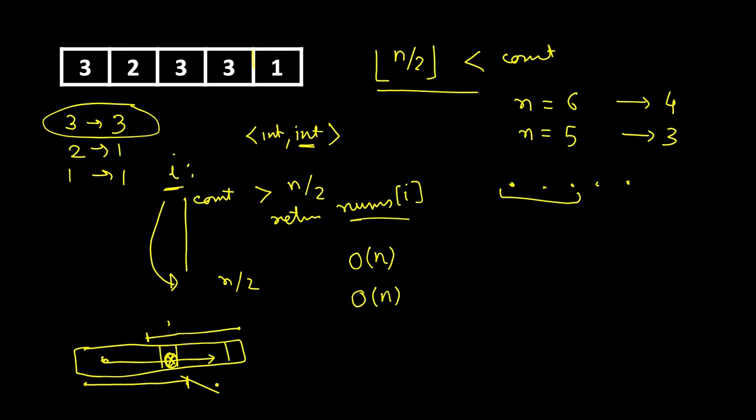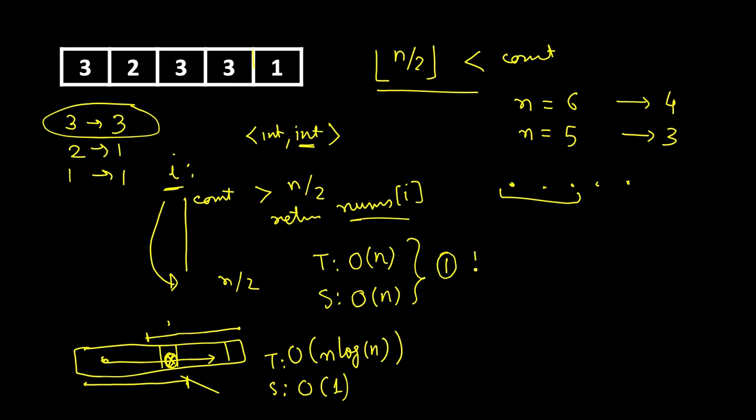So what is the time complexity here? Sorting the array will take n log n time, and then returning the middle element is order 1 time. So this is the time complexity. And for space, let's say we are allowed to modify the original array, so we don't need any extra space. So we have improved the space, but we have deteriorated on time. So this was our first method using hash map.